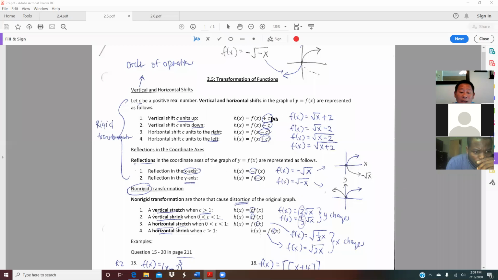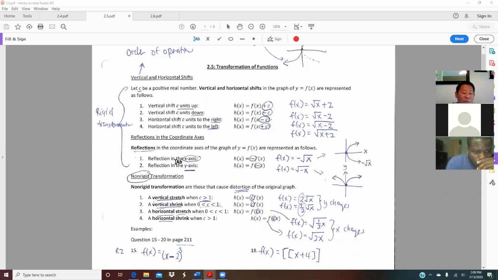So this kind of transformation, you have to be careful with it, because if you look carefully, this is outside, I call outside the root, and this is inside. So outside is up, down, inside is left, right. Okay, and the sign changes for the inside.